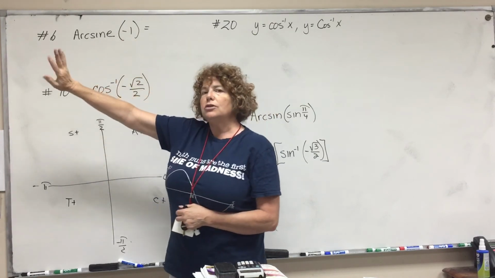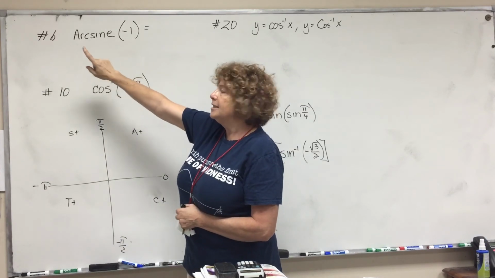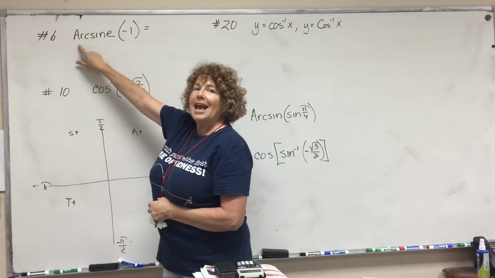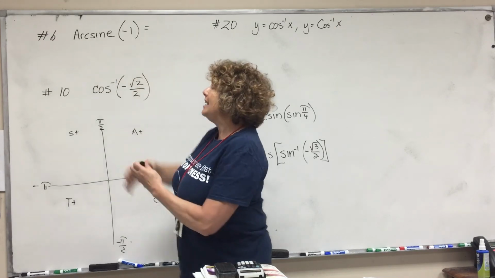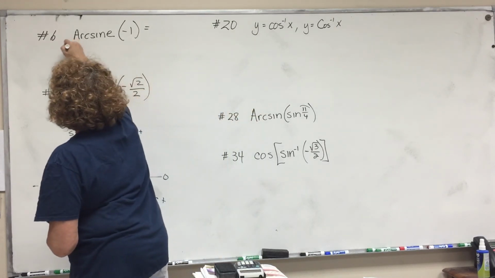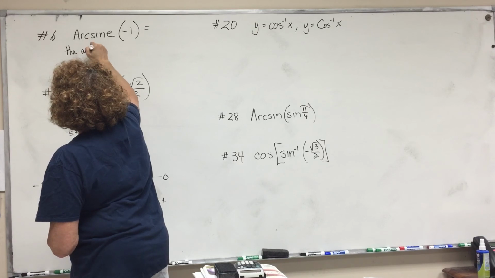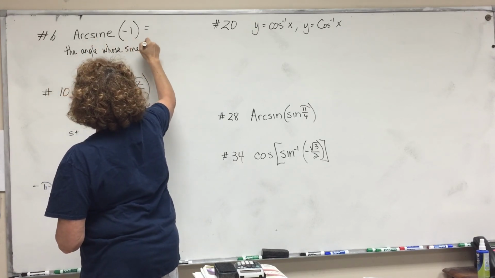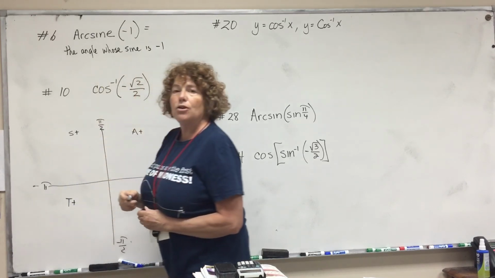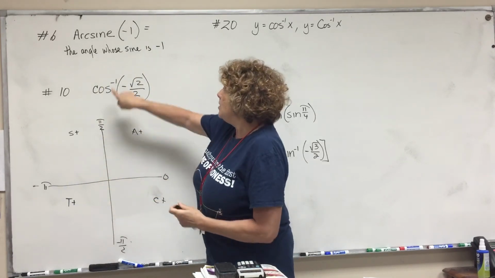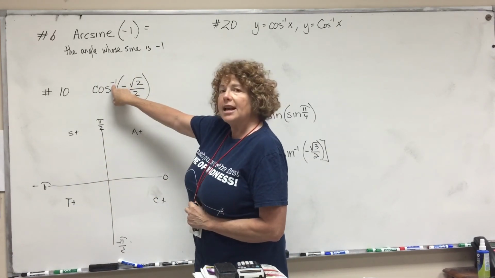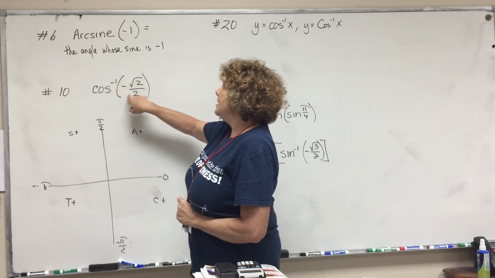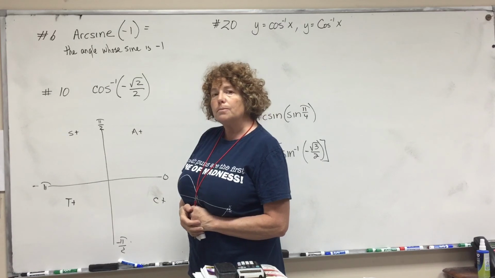So if you look at your unit circle and you read this, number 6 on the homework, you read arc as the angle whose sine is. So the angle whose sine is -1 is how you would read that. It can be written like this. If it's written like this, you could say the angle whose cosine is -√2/2.